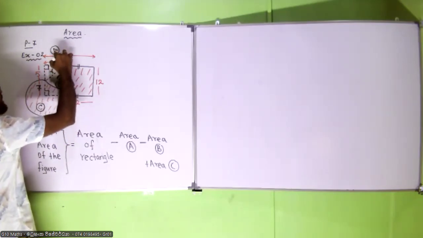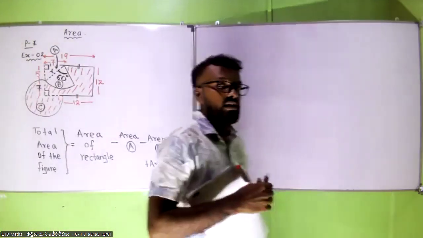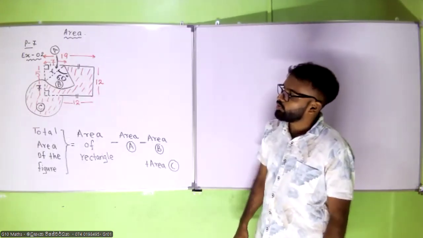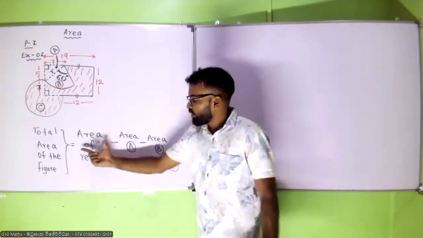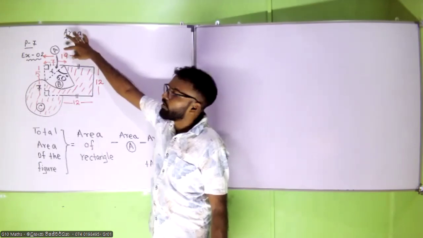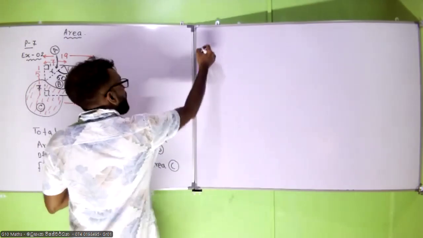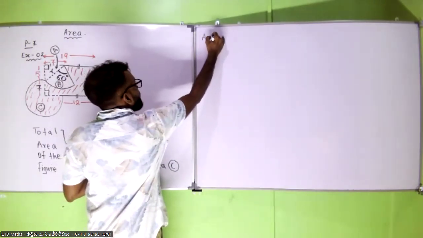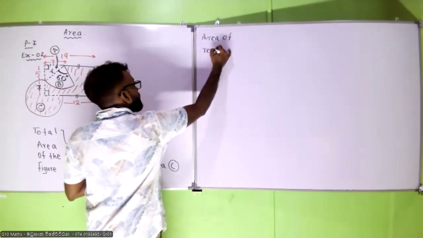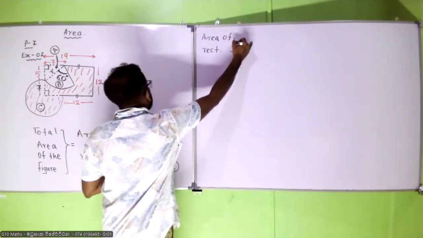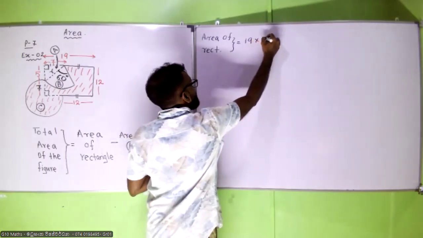You know this is A, because I have named it A. So what is next? Step by step, you can find the area of the rectangle by multiplying 19 and 12. I will do that first, here. Area of the rectangle. How to find that? 19 multiplied by 12.